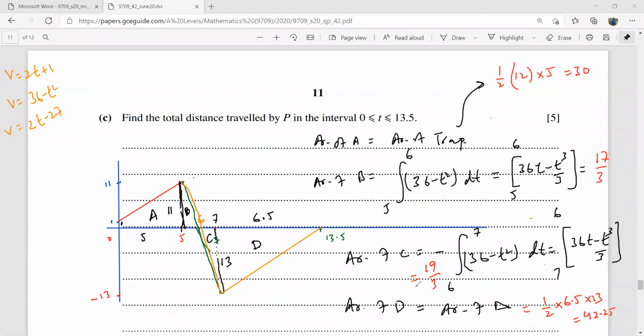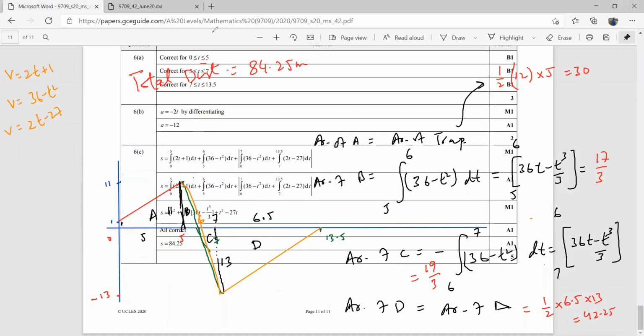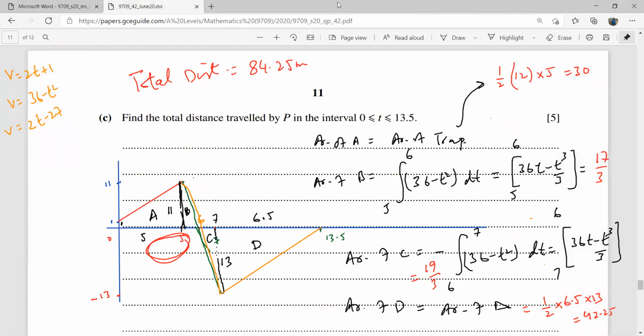So if we add all of them, what is the total distance, Bacho? 84.25 meters. And let's confirm the answer. The last answer is 84.25. Here is the answer. You can see 84.25. Okay. So that is the end of this June 2020 paper 4.2.